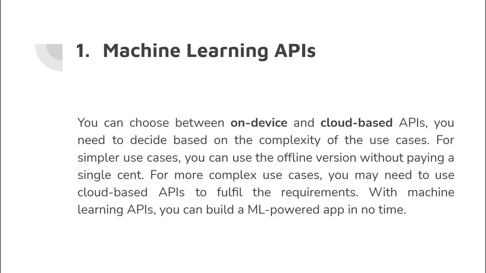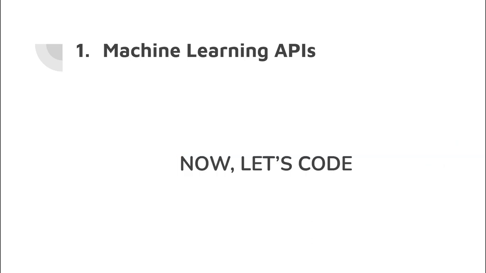And as I mentioned, you can choose between on-device and cloud-based, and based on the complexity of your application, you can decide which one to use. If it is a simple use case, you can use the offline version, which is less accurate than the cloud-based version. And if you need a more complex model, you can use a cloud-based API, but of course you need the connectivity compared to the on-device models. Now let's code and see how we can develop an intelligent Flutter application.